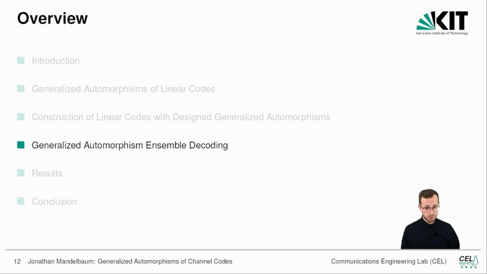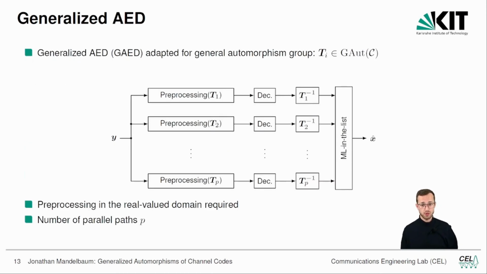This brings me to the next point, the generalized automorphism ensemble decoding. The generalized automorphism directly generalizes the automorphism ensemble decoding. Note that in this case we are going to need a different preprocessing rather than directly applying the permutation to the received sequence Y, because a preprocessing in the real value domain is going to be required. After the decoding, we can still simply apply the inverse automorphism to the hard decision and still choose the best candidate with an ML in the list rule.